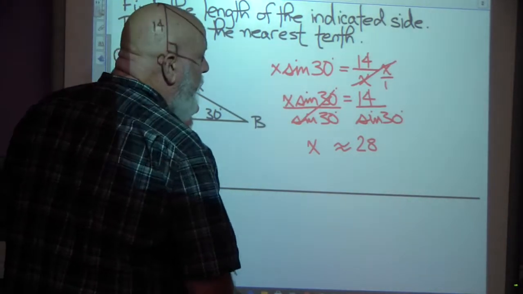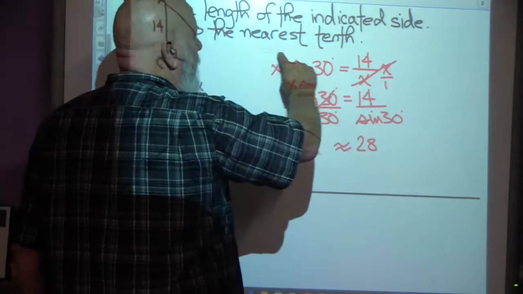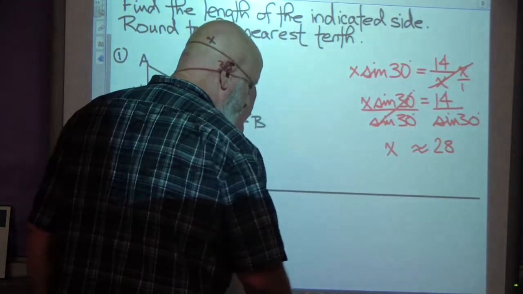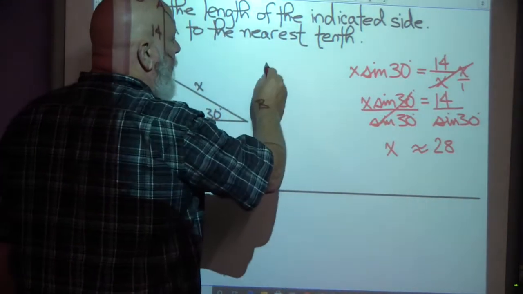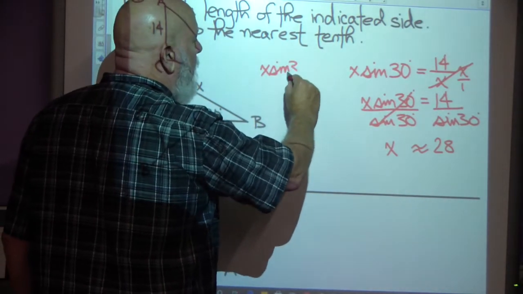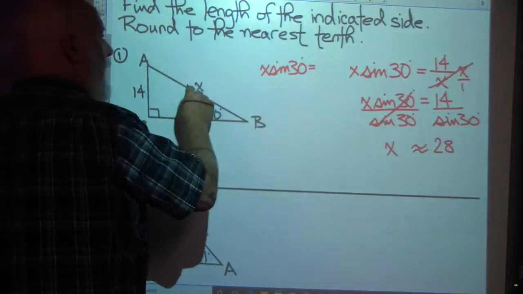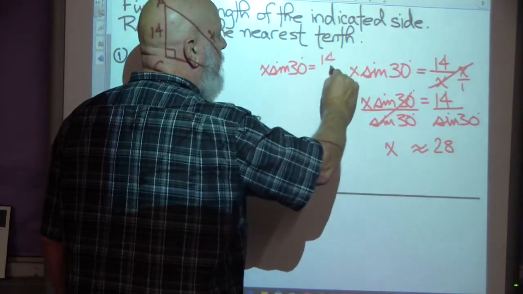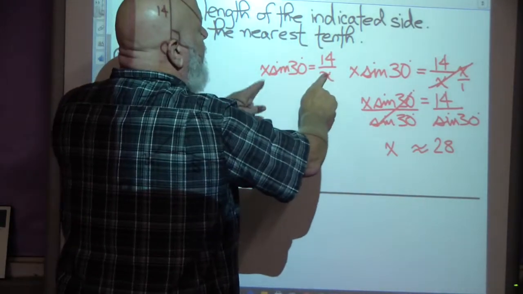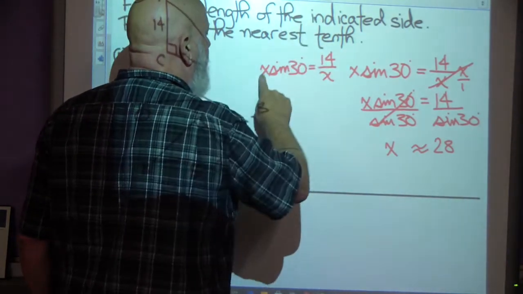Now I want to show you the shortcut that we can use. It's a little algebraic shortcut. I'll move this over here. You can do it this way every time, but there's a little bit of a shortcut. If I said x sine 30 is equal to 14 over x, opposite over hypotenuse. In a situation like this, if you want to, oops, I'm sorry, I made another mistake.